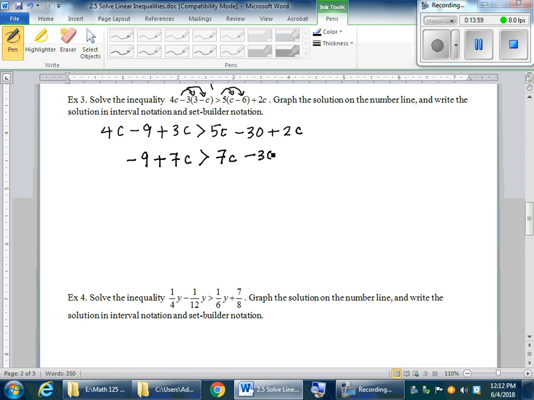Now, if we subtract 7c from both sides, this is what we get. Negative 9 is greater than negative 30. It's very similar to the situation that we saw in equations, right? The variable that we are solving for got eliminated. Now, what we need to do is decide based on the leftover statement. What is this statement? Negative 9 is greater than negative 30. That is true. So what does that mean? That means we have many solutions.